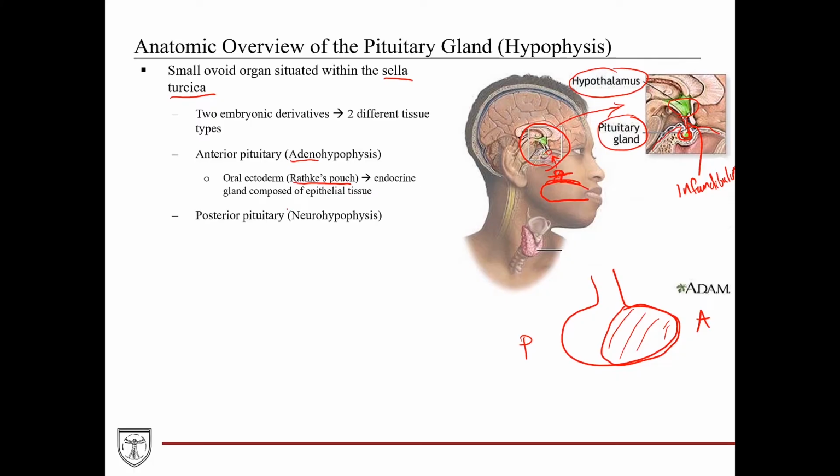The posterior pituitary, on the other hand, is also called the neurohypophysis for a reason. This is the part of the pituitary gland that is essentially an extension of the neural tissue from the hypothalamus. So if this is the hypothalamus, we have neuron cells and their axons that are all growing down, and their axon terminals that are all occupying this region, thereby giving rise to the posterior pituitary.